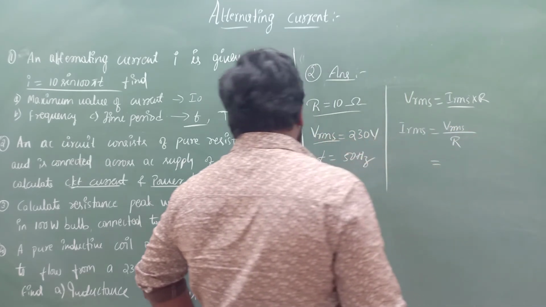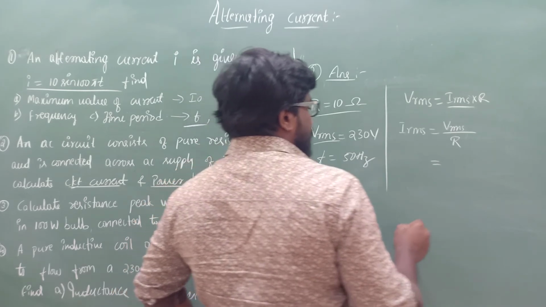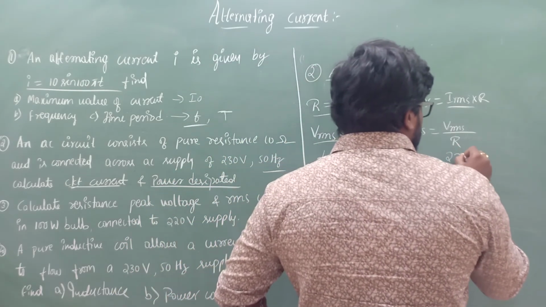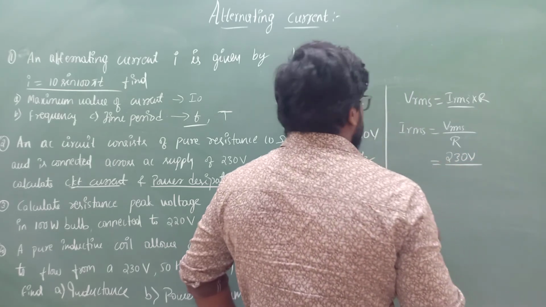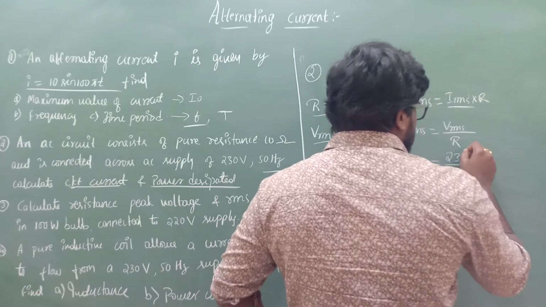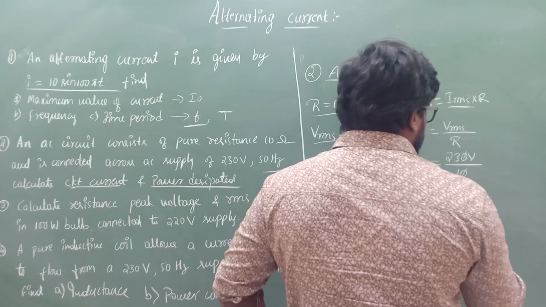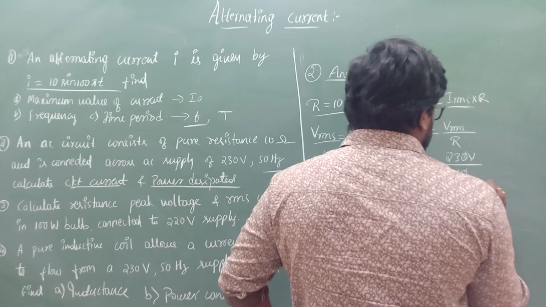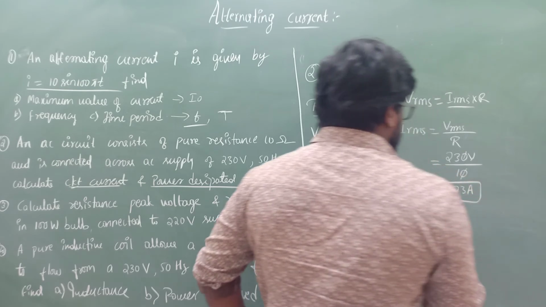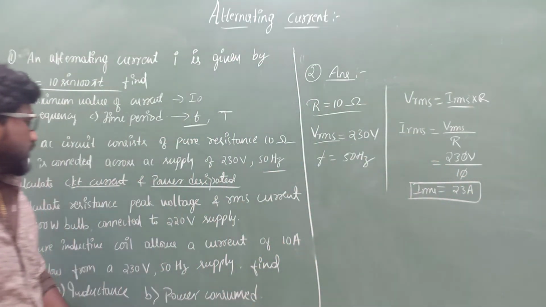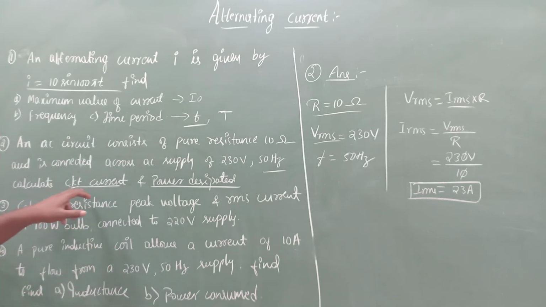V RMS value here is 230 volt, divided by the R value, which is 10 ohm. These two get cancelled, and you will get 23 ampere as the I RMS current. That is what they have asked, correct? They asked to calculate the circuit current, so the circuit current is 23 ampere.